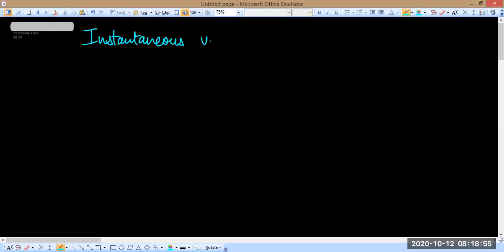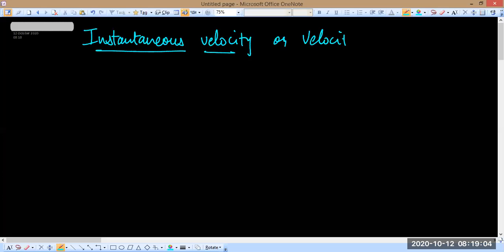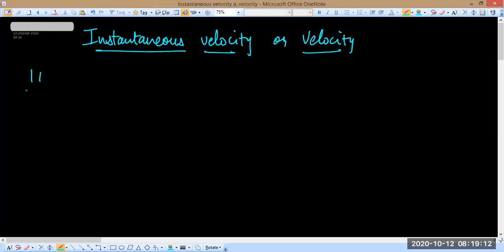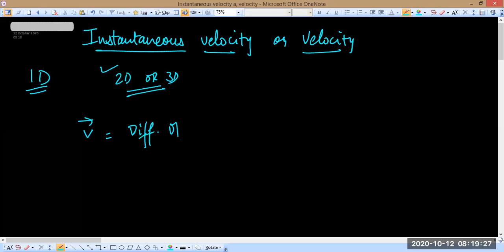instantaneous velocity, or velocity only. You might be thinking, sir, we have already studied it. Yes, actually we have, but what we studied earlier was in one dimension. Now everything is going to come in 2D or 3D. But see, the basic thing never changes. Velocity is given as nothing but differentiation of position with respect to time.